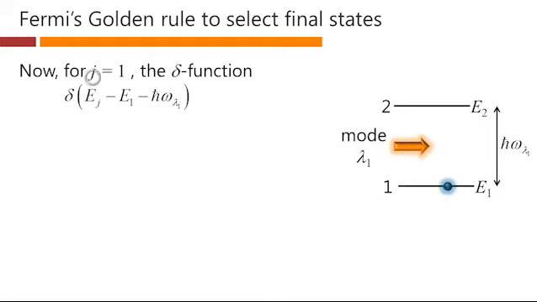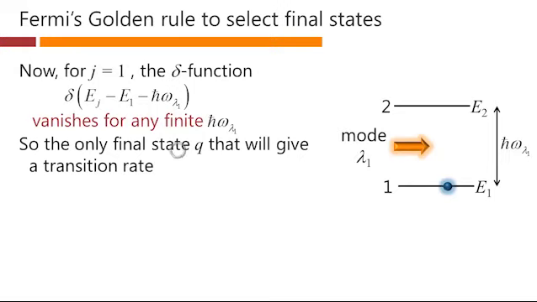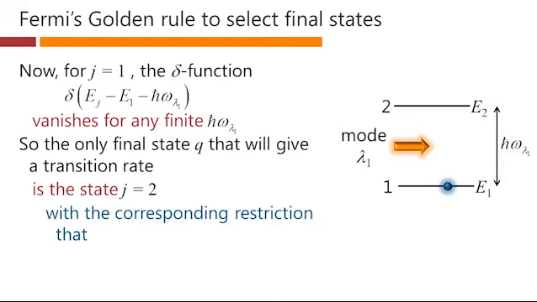So if we look at the case of J equals 1 for the final state, this delta function here is E1 minus h bar omega lambda 1. Well, that's going to vanish for any finite photon energy. So the only final state Q from the two that we were looking at that will give a transition rate is if we have J equals 2, with the corresponding restriction that the energies have to match. So this is saying that if we come in with this photon energy here that is equal to the separation of these two energies, then we can get transitions.